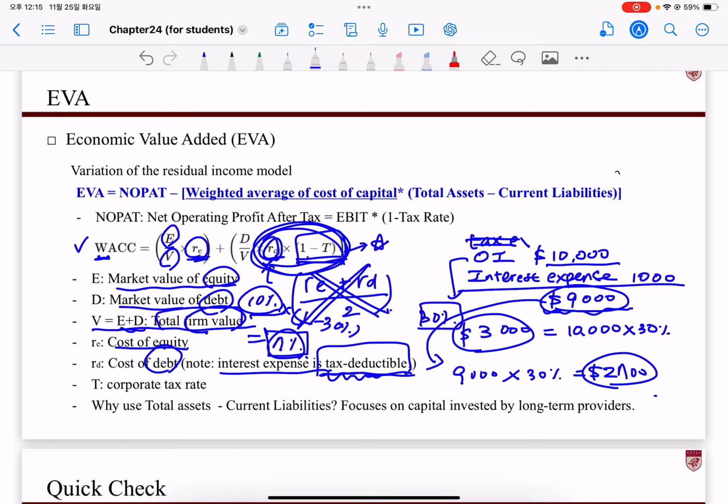Then how can you calculate the market value of equity? Well, the market value of equity can come from, again, the CAPM, as I've shown you. I mean, there can be a different model to show the market value of equity. I'm talking about the cost of equity. So the cost of equity can be calculated based on CAPM.